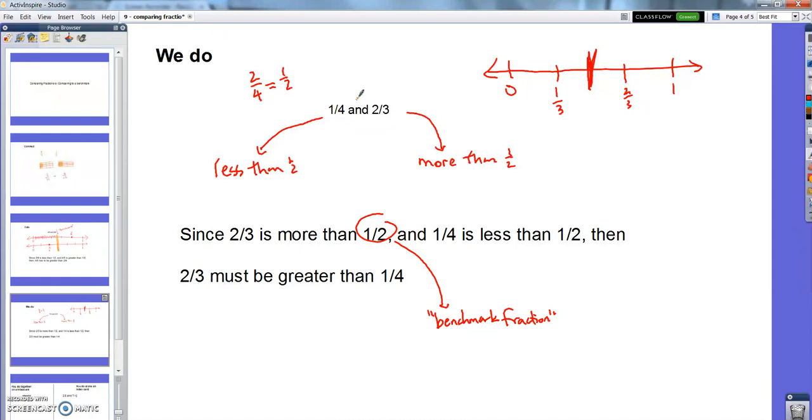If this doesn't totally make sense, watch the video again. Watch the I do. Watch the we do. This is never a strategy you have to use. It's just a nice shortcut once in a while.